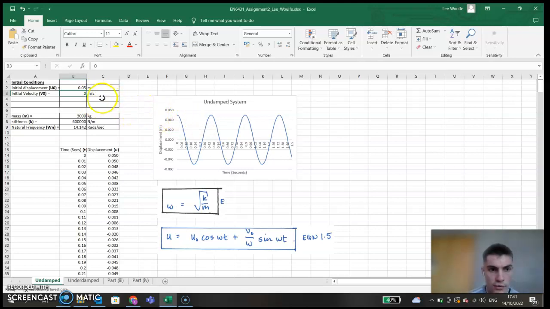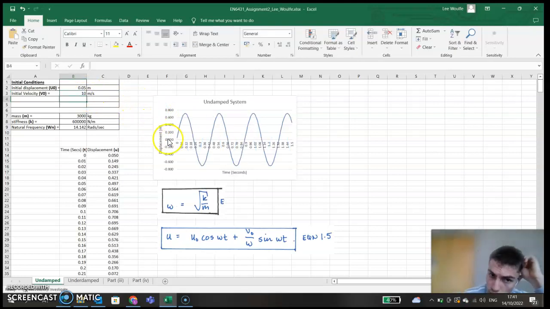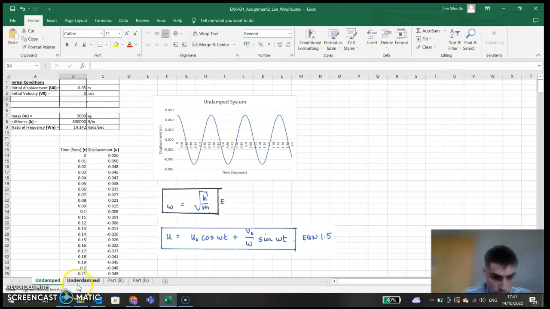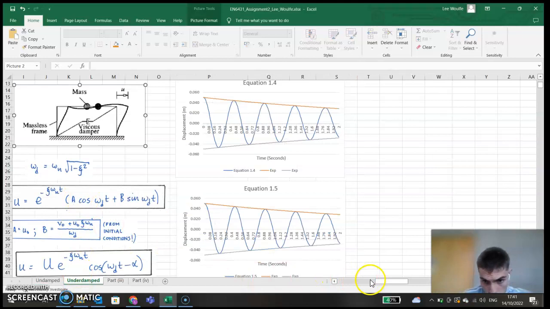In this case, also, if we change the initial velocity, which we can do there now, let's see the way it changes the graph. The initial amplitude goes up further, but at the same time, the max amplitude is the same top and bottom. Just change that back to 0.